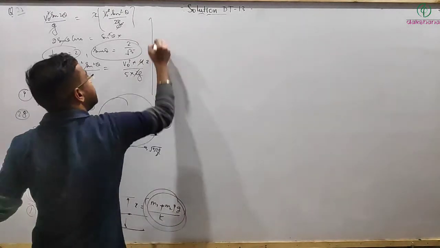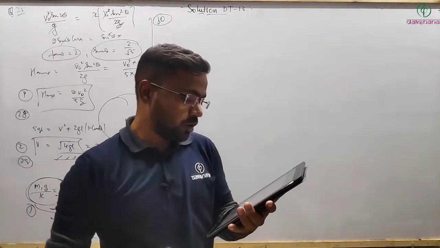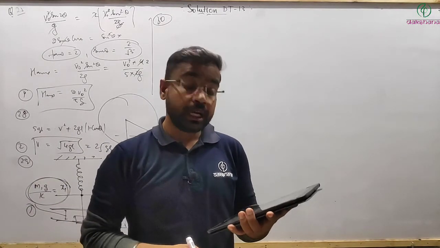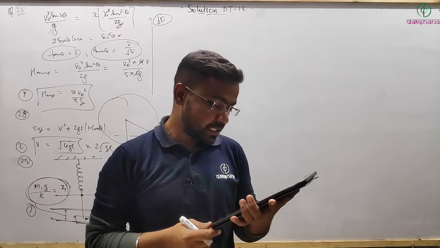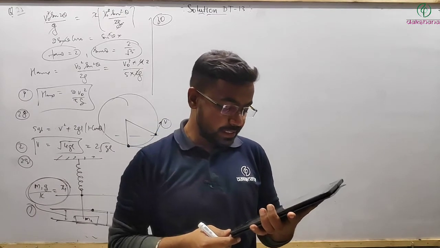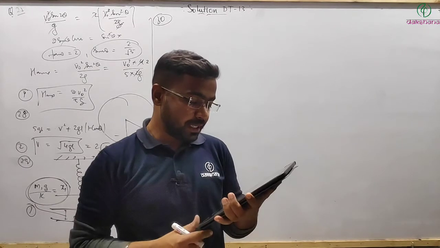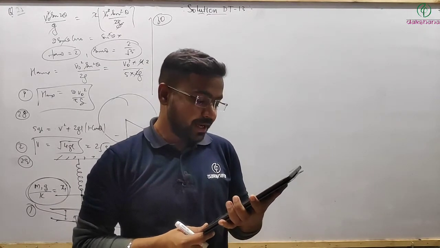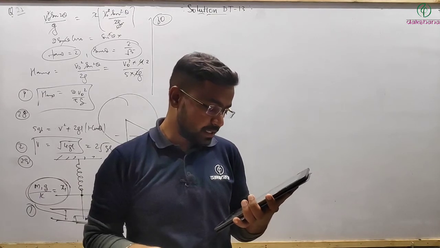Next question number 30. Here we have two spheres, one of which is hollow and other is solid. They have identical masses and moment of inertia about their respective diameter. Ratio of their radius is. So two spheres, one of which is hollow and other is solid, have identical masses and moment of inertia. Masses are equal and moment of inertia is equal, but radii are different.